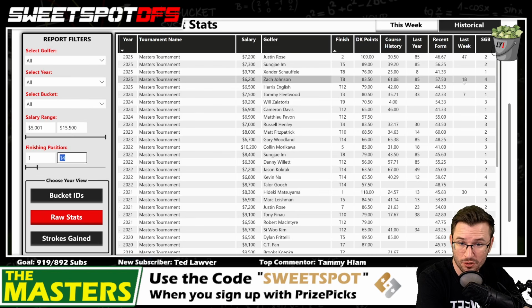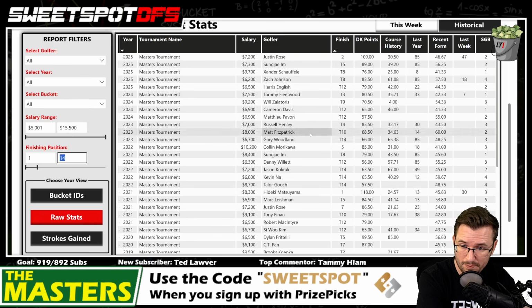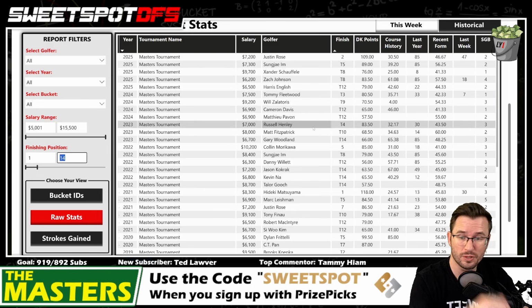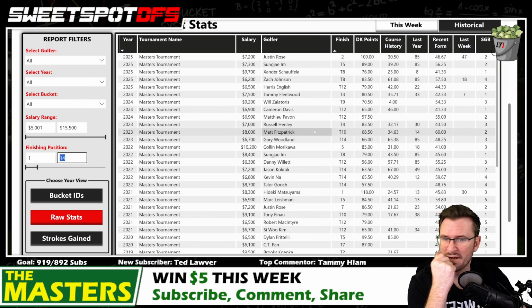So far, each year there was a top 20 the week before. But it looks like when we get to 2023, that's not going to be. Henley, Fitzpatrick, Gary Woodland. We're in that bucket that finished inside the top 14. They all had finishes the year before with decent course history.